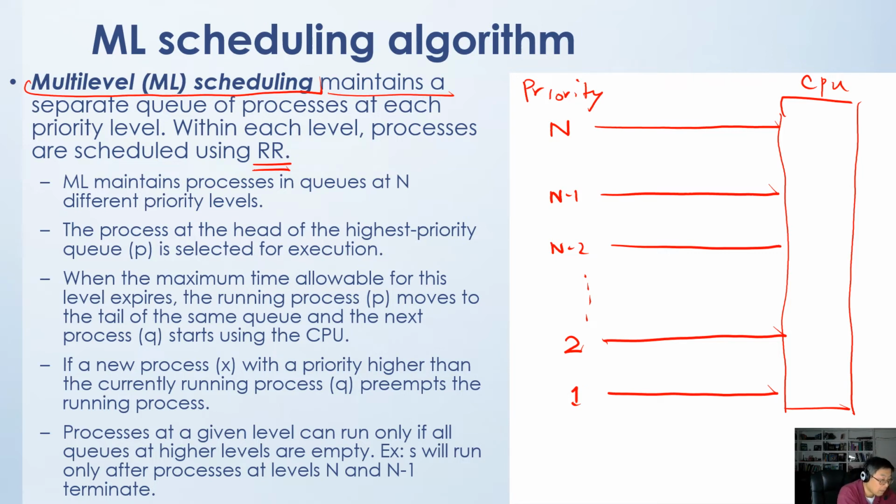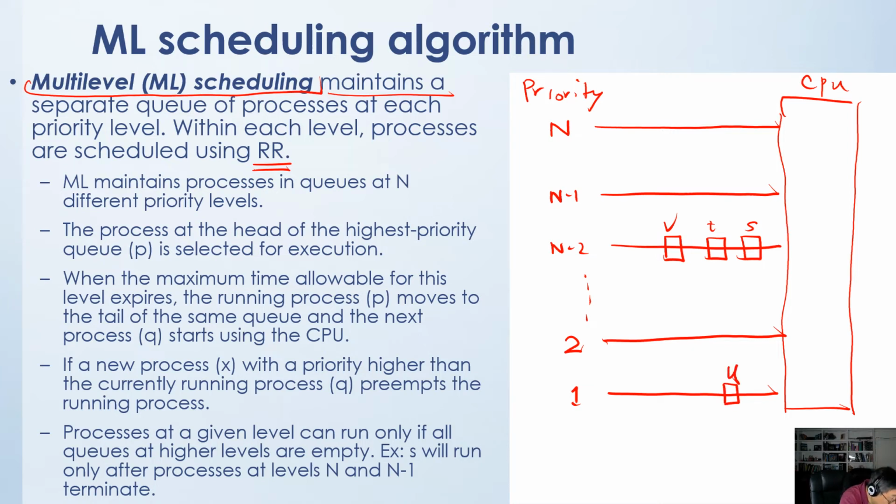Okay, so let's say a process, when a process is created, the operating system is going to first check what the priority of the process is and place the process in one of the queues. Okay, let's say I have 3 processes at the priority level n-2. The processes are called S, T, and V. And there's one process at the priority level 1. Let's say it's U.